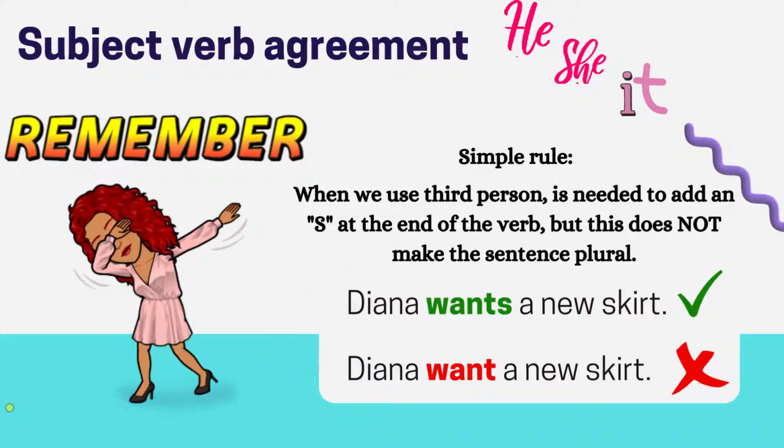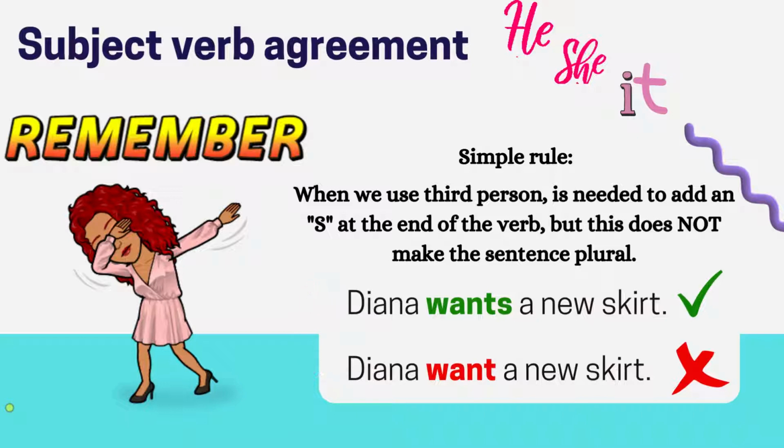We use the subject-verb agreement to speak in simple present tense. We use the third person in simple present, but it's needed that you add an s at the end of the verb. This does not make the sentence plural. For example, Diana wants a new skirt. She only wants one skirt, but still, we use the s because Diana means she, and she is third person. So, Diana wants a new skirt is the correct form of saying it.